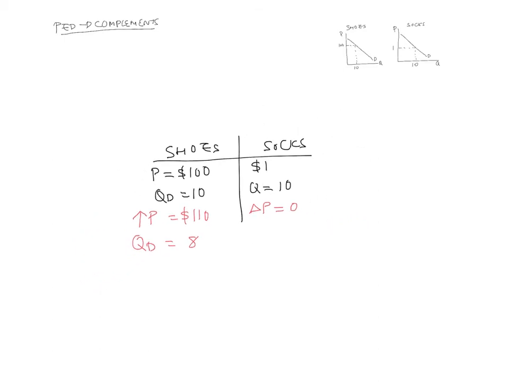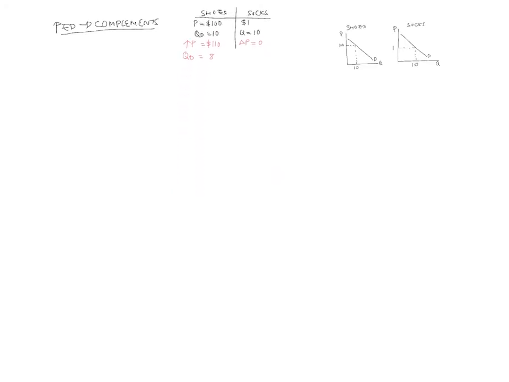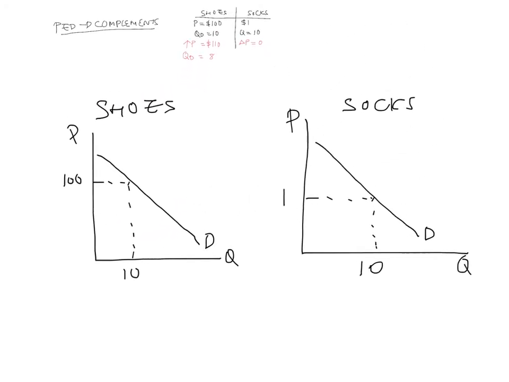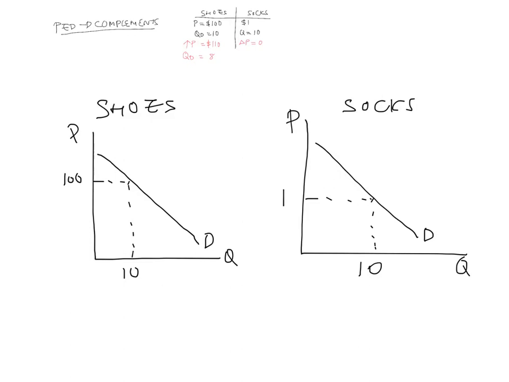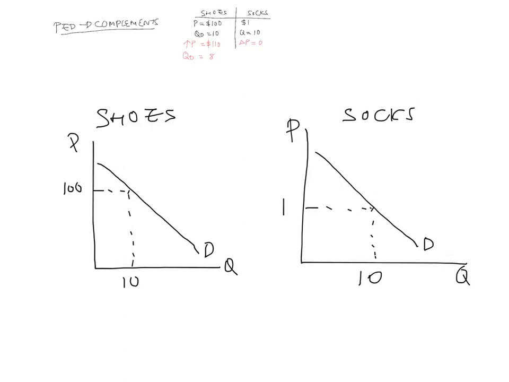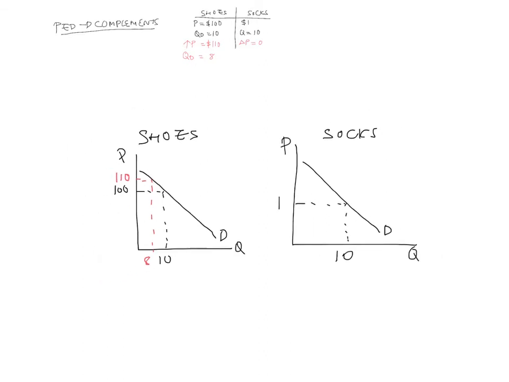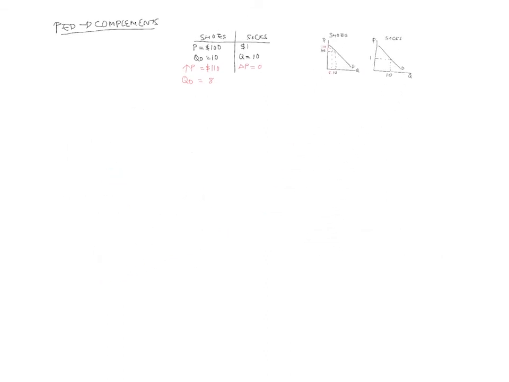What happens on the graphs? There's been an increase in the price of shoes to $110, 8 units. So how is this going to affect the situation with the socks? Let's go back to the table. I'll come back to the graph in a second.